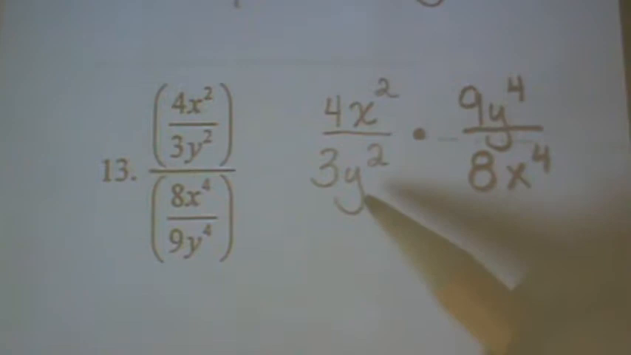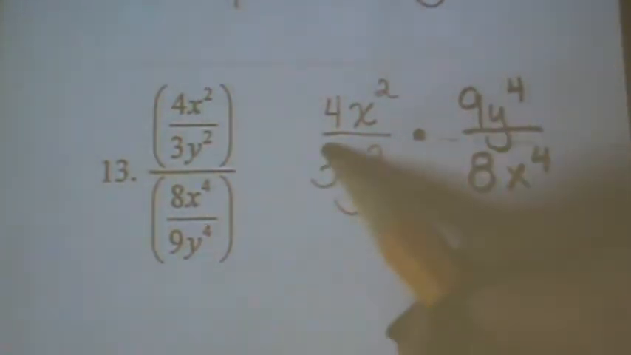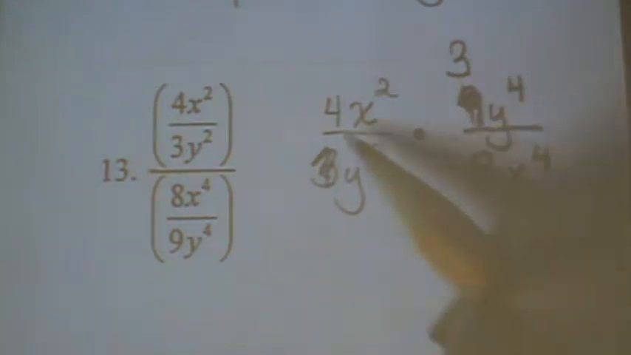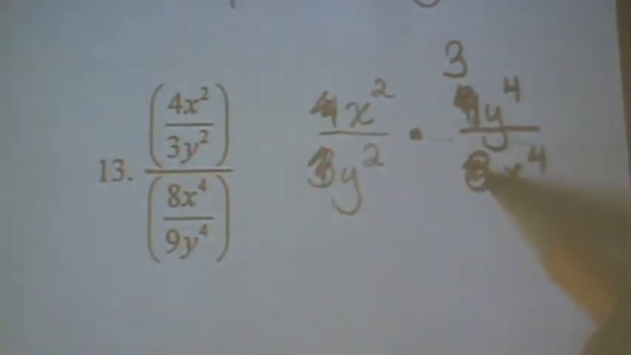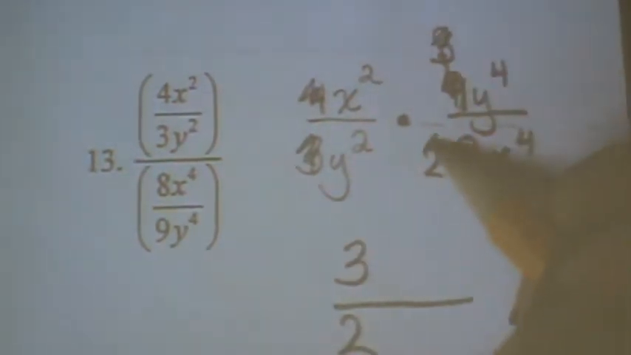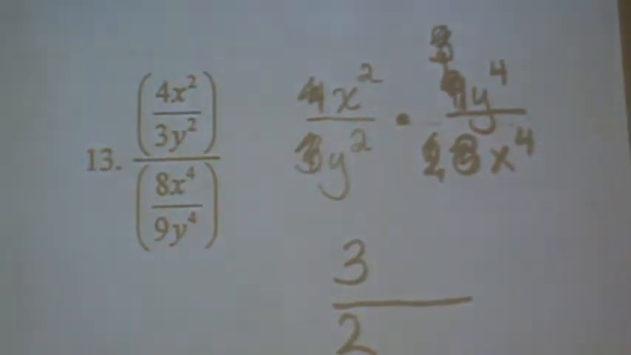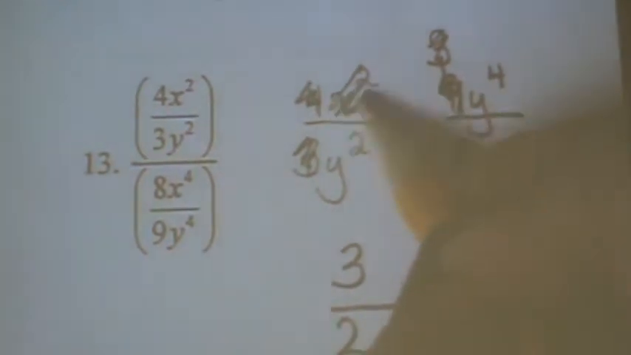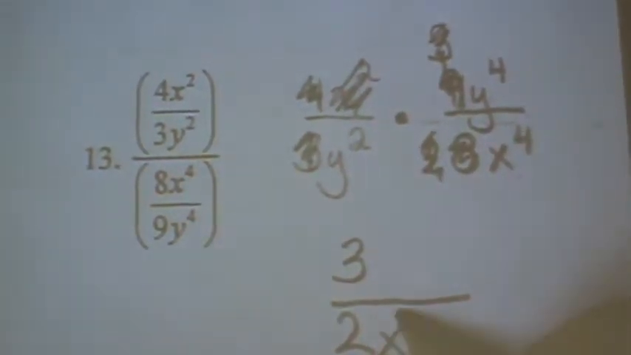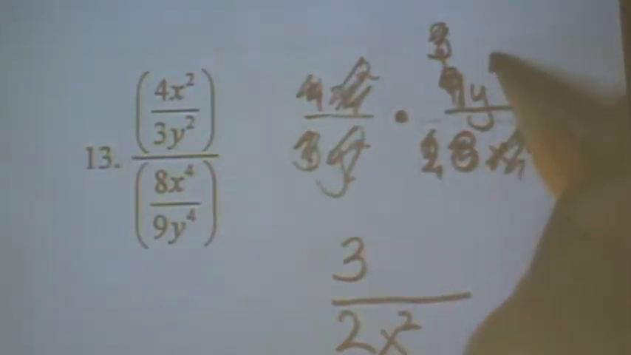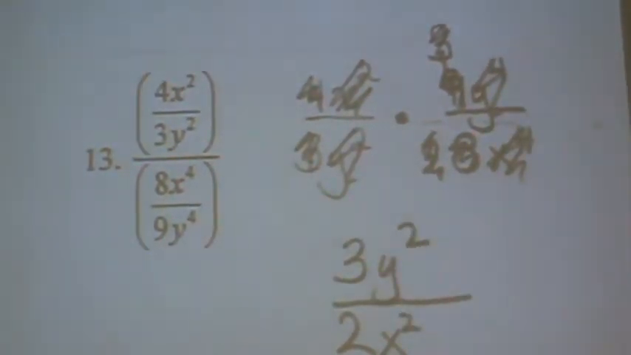So let's do our numbers first. 3 goes into 9. How many times? 3. 4 goes into 8. 2 times. So as far as the numbers go, we have a 3 and a 2. Let's get rid of those. We're done. Then we have our x's. We have x squared here and x to the 4th here. So these are gone. We're going to have x squared left. And then we have y squared here, y to the 4th. What's left? 2y's and a half.